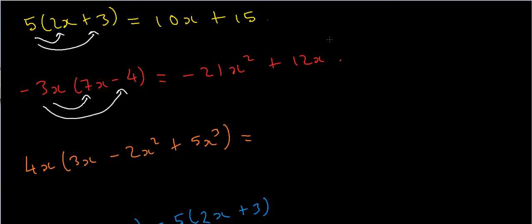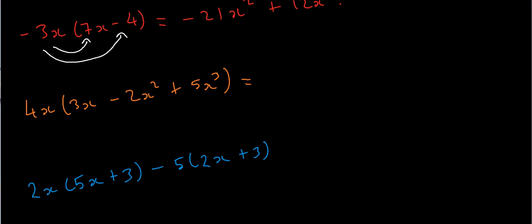Let's try another example. Let's try 4x times 3x minus 2x squared plus 5x cubed. Just as before, we distribute the 4x to each term. So we've got 4x times 3x. What's that? That's 12x squared.